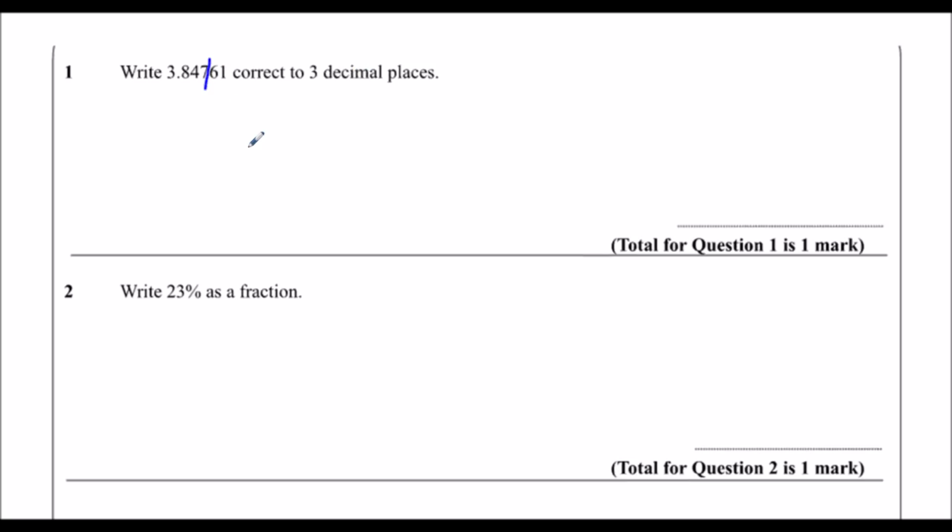It's a 6, so it is 5 or above. So we round up. So the 7 is going to go up to an 8. So we're going to have 3.848.